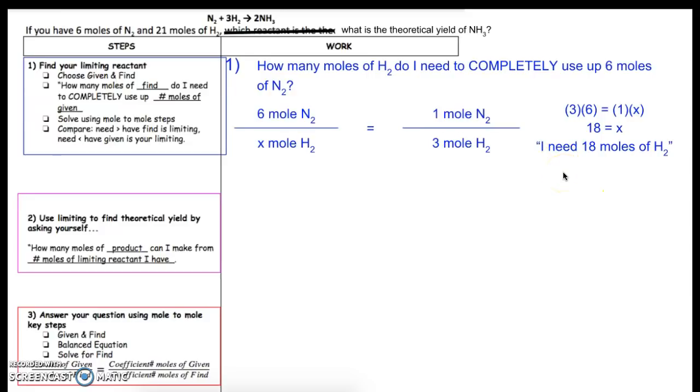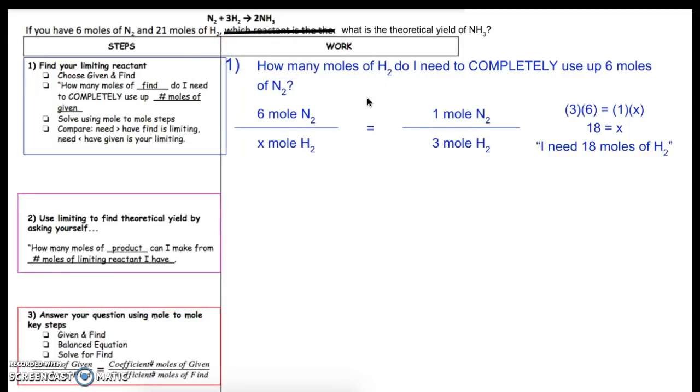And this again is key. What I solve for is the moles of H2 I need. So this number is the amount I need. Where would I find the amount that I actually have? That's right, back in the problem. So I have how many moles of H2? 21.